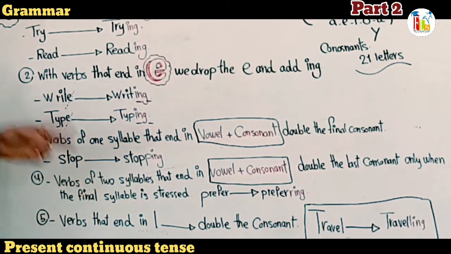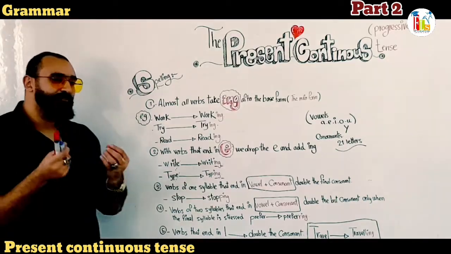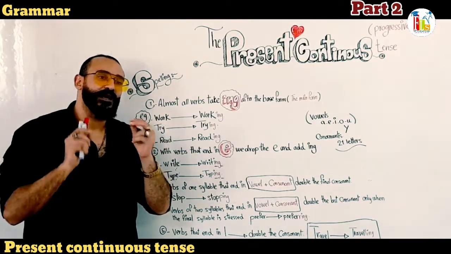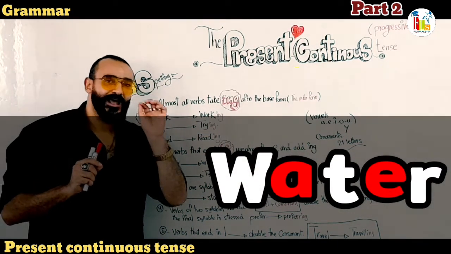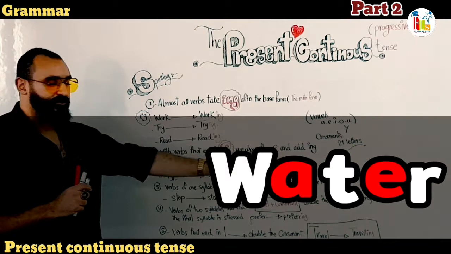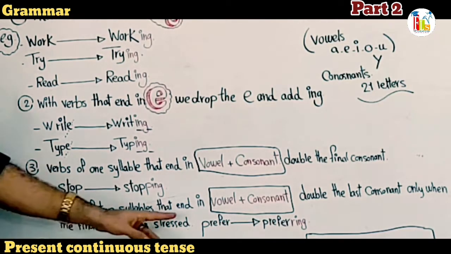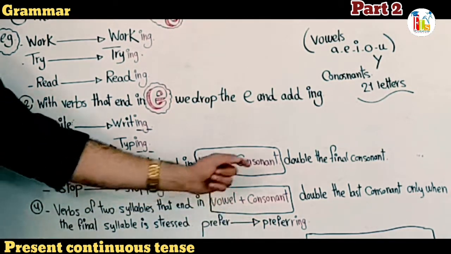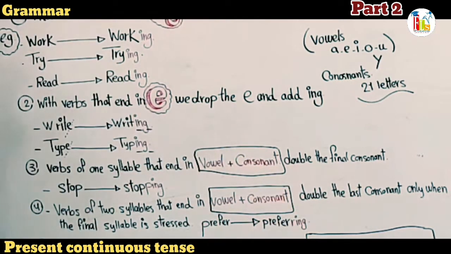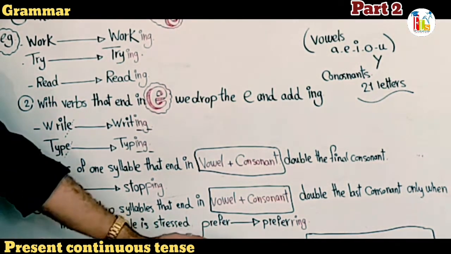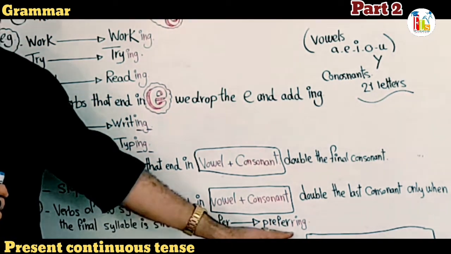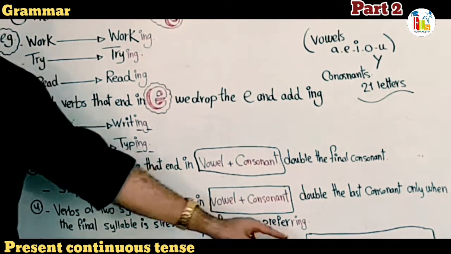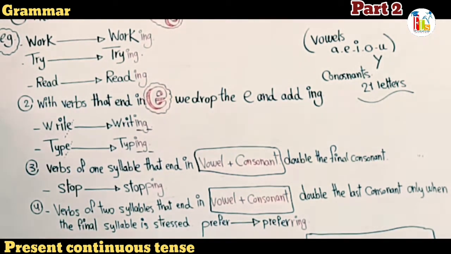Rule 4. Verbs of 2 syllables. What's the meaning of 2 syllables? It means that each one of those syllables has a vowel letter. Verbs of 2 syllables that end in vowel plus consonant, we double the last consonant only when the final syllable is stressed, like in prefer, preferring. So we doubled the last consonant before adding the ing.